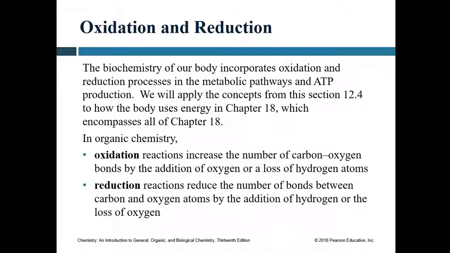With oxidation and reduction, the biochemistry of our body incorporates these processes in the metabolic pathways and ATP production. If you've taken some biology or microbiology classes, you probably have heard of the Krebs cycle, or the citric acid cycle. That all uses oxidation and reduction concepts of aldehydes, ketones, and alcohols that we're going to learn in this section. We're going to apply the concepts from section 12.4 to how the body uses energy in chapter 18, which encompasses all of chapter 18.